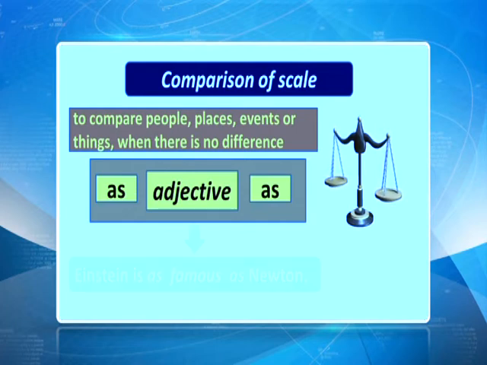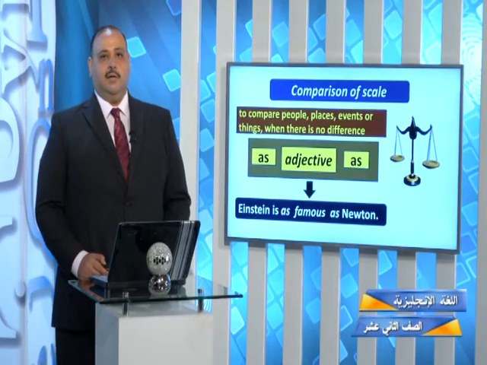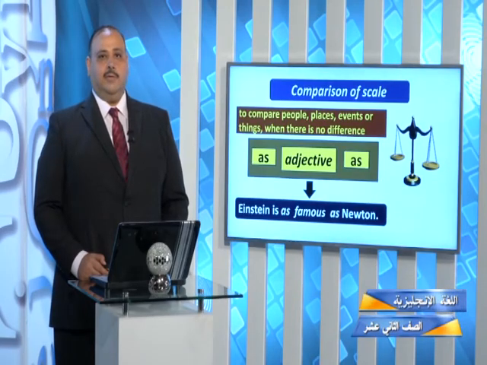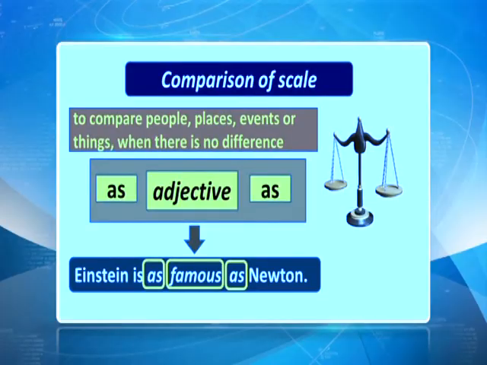Okay, now let's see. Einstein is as famous as Newton. Now, we have two nouns here, Einstein and Newton. Both of them are famous, so they are similar here. There is no difference. They share the adjective famous. That's why we say as famous as.